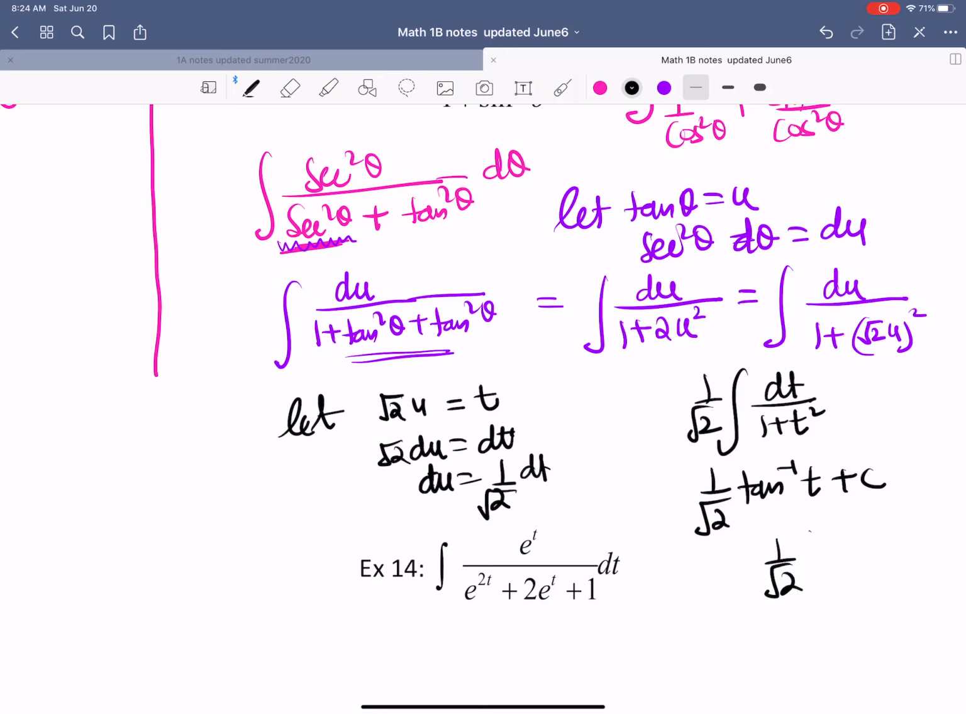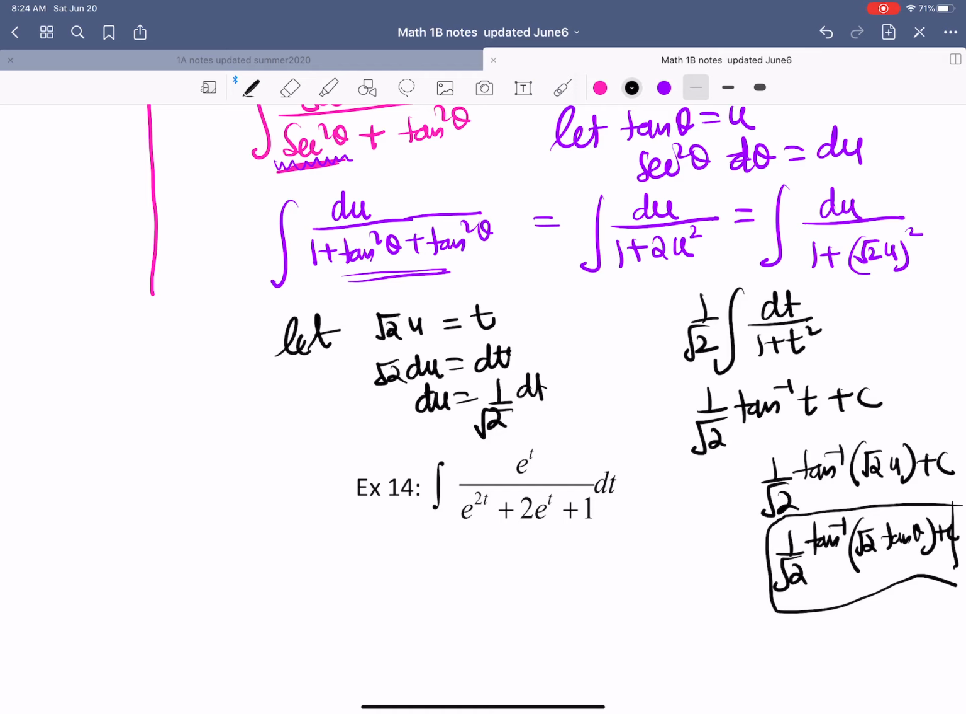1 over root 2 tangent inverse. What did we call t in the beginning? The t was root 2u, plus c. And what did we call u in the beginning? Let's see, the u was tangent theta. Because we had theta in our problem, we need to go back to theta. And this will be the integral for that problem. Don't forget the constant c.